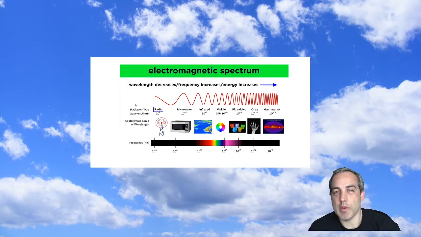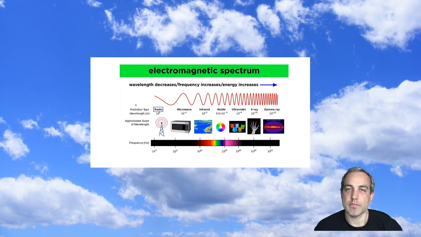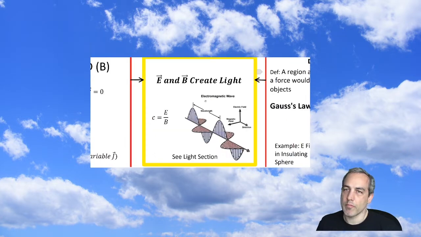But I want to talk to you about electromagnetic radiation. You know of it as light, but an electromagnetic wave is well beyond just the visible spectrum. In fact, the visible spectrum of light is actually really small compared to the entire range of electromagnetic radiation.